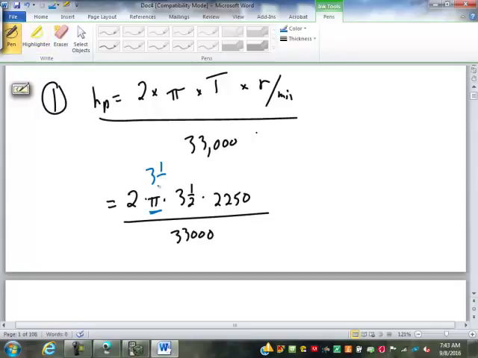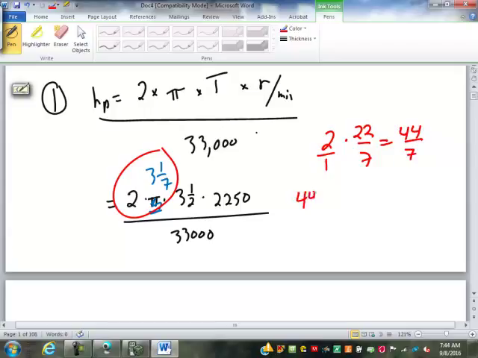Well, 22 over 7 is a lot more accurate estimate of pi than 3.14. Right. So, first thing we have to do is the 2 times 3 1/7. So that's 2 over 1. 3 times 7 is 21, plus 1 is 22 over 7. So that's 44 over 7.